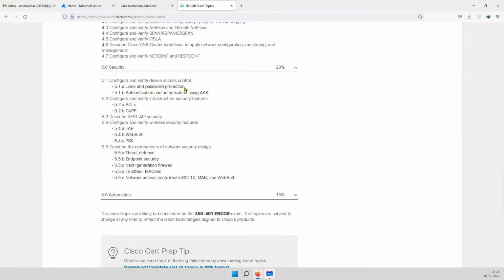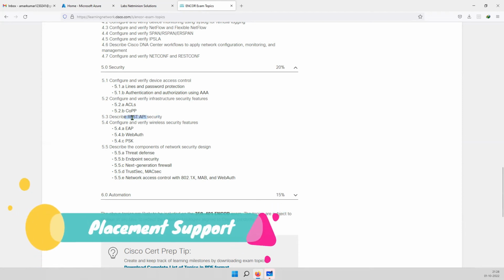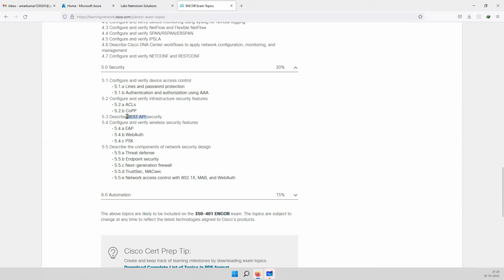So how you can configure and protect different lines, how you can do authentication and authorization using AAA, and how you can verify infrastructure security based on ACL or CoPP. And then we will talk about REST API security. So if you are using any API to configure, to monitor, or to get any value, for that, we are going to talk about the REST API security. Basically, your Cisco device supports REST API. This is nothing but an API format. Okay. So yes, all these Cisco devices support that.